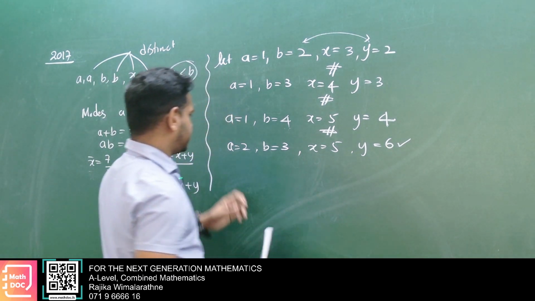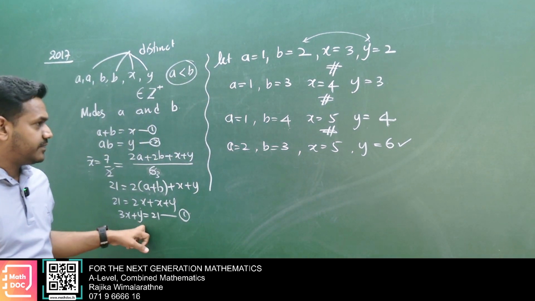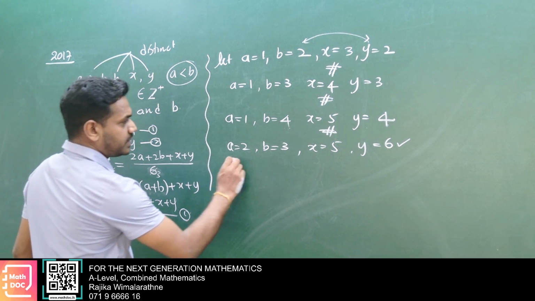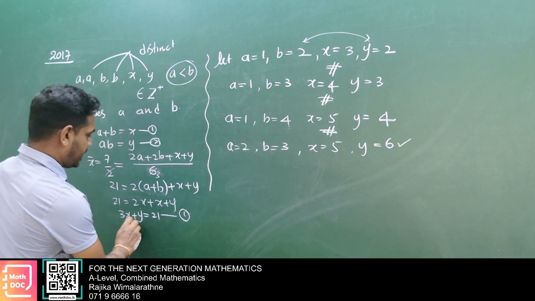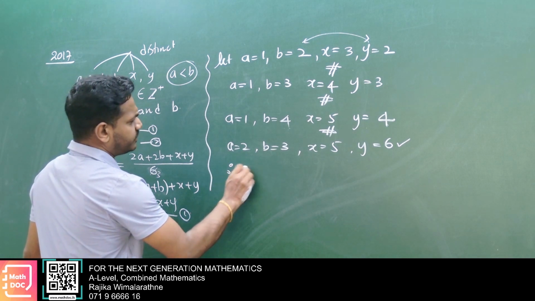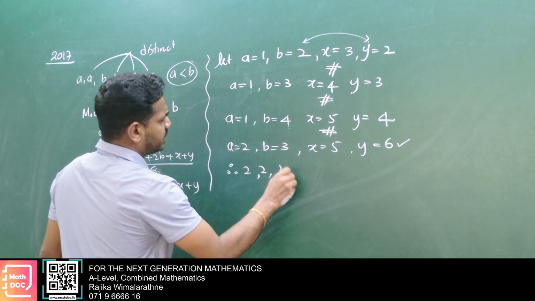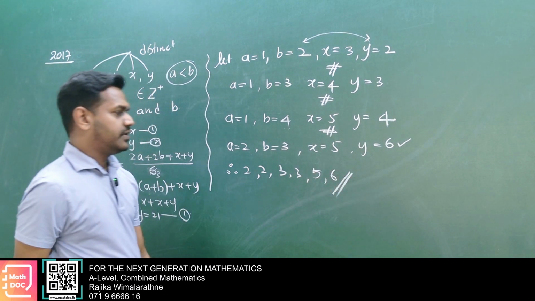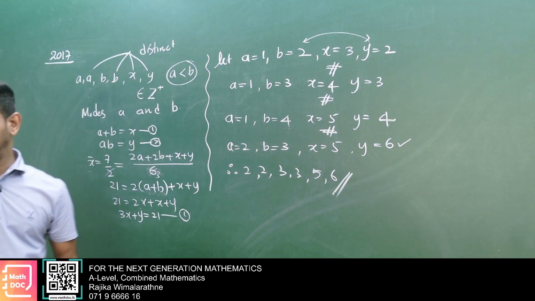Now that must satisfy this one again. 5, 6. Then that satisfies 3x plus y equal 21. Then this is the correct one. Therefore 2, 2, 3, 3, 5 and 6.